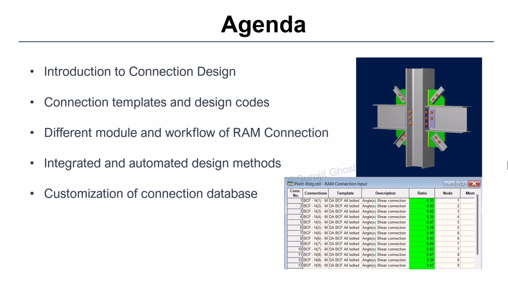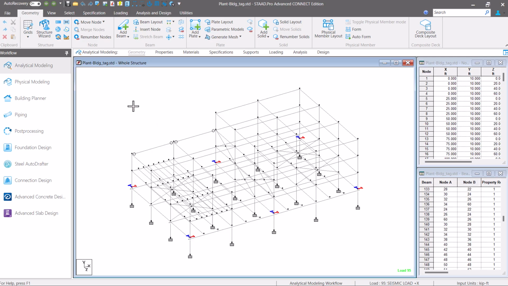What are the current trends and solutions available in the market? Then I'll cover different features of RAM connection. What are the different connection templates and design code available for design of any standard or custom steel section? Finally, I'll cover different modules and workflow of RAM which can be used for connection design. RAM connection has a standalone module. It is also integrated with different structural products including STAAD.Pro Connect Edition.